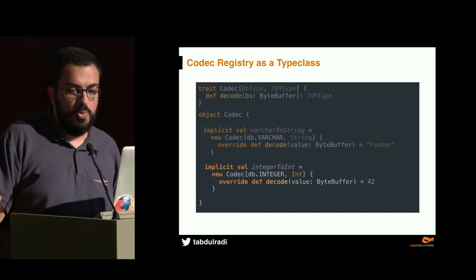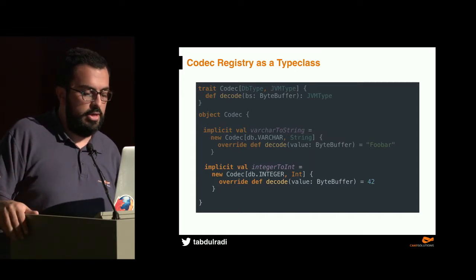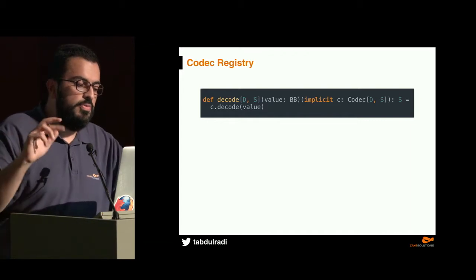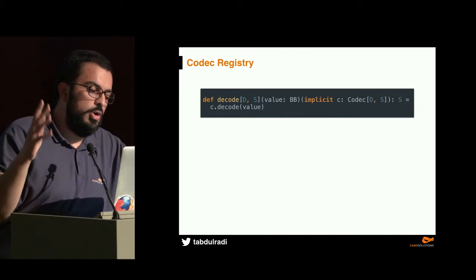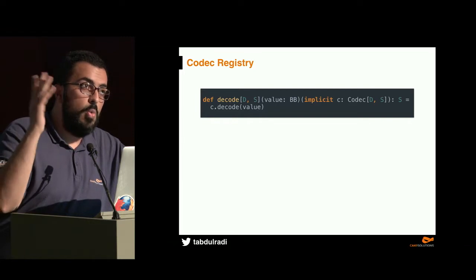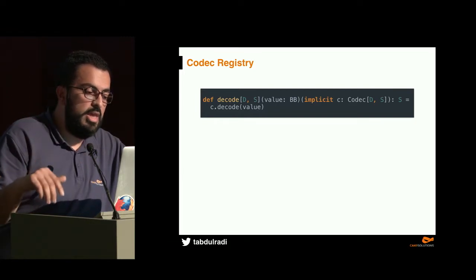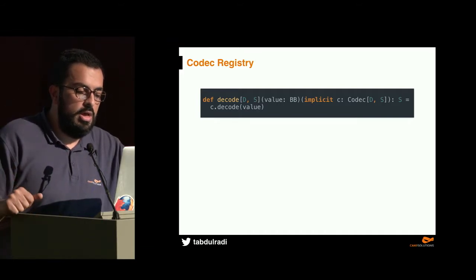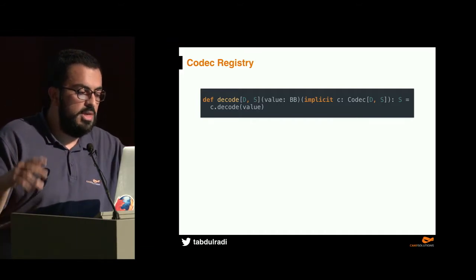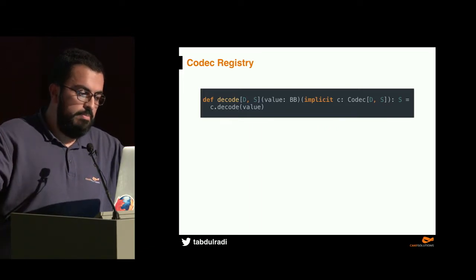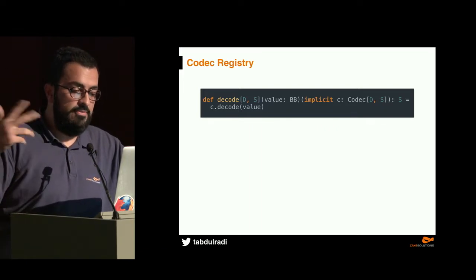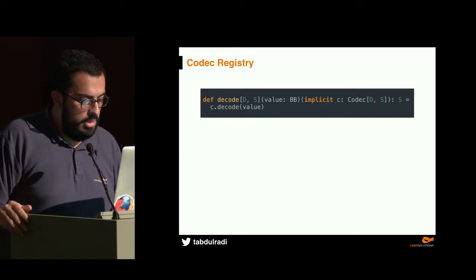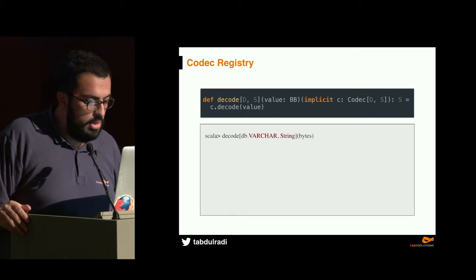Now we need the part where we look for the correct codec. To be able to do that easily, we're gonna define a helper function called decode, accepting two type parameters, one for the database type, one for the Scala type. Then we ask for an implicit instance of the codec for those two specified types. If you found this codec, then please call decode inside it and give me back the correct value from it. So let's test this code.